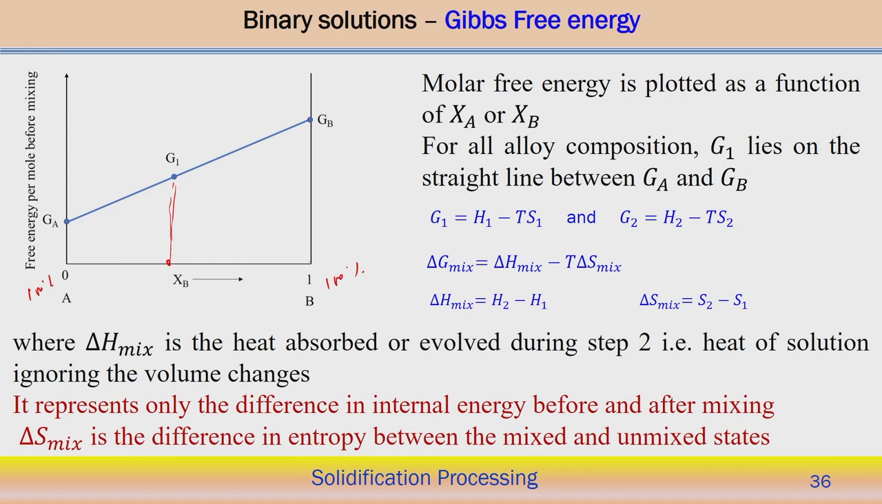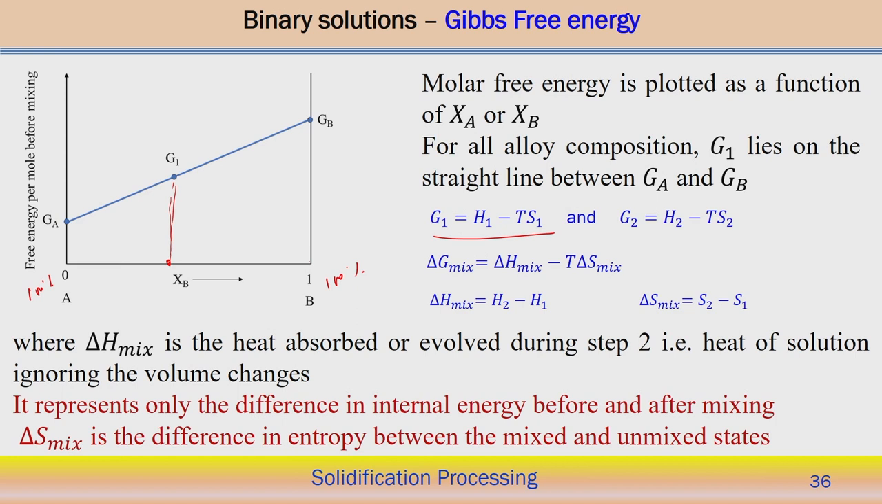For this composition, this is the G1 before mixing, which indicates the Gibbs free energy of atom A and atom B. So, for all alloy compositions, G1 must lie on the straight line drawn between GA and GB, because a straight line means it is varying linearly between GA and GB. So, total Gibbs energy G1 can be represented like that, G1 equal to H1 minus TS1.